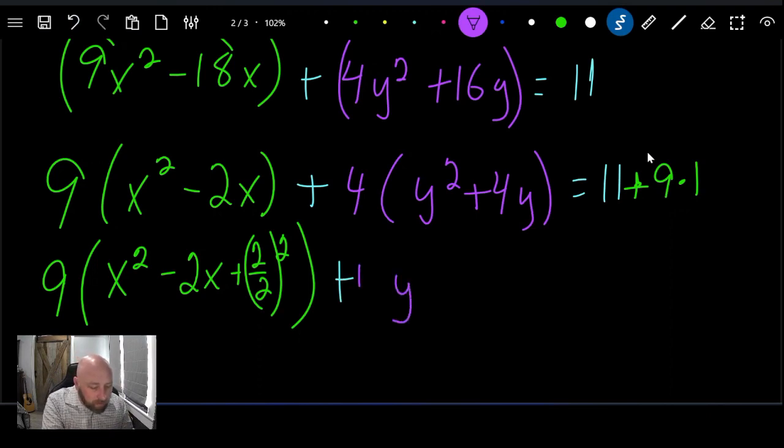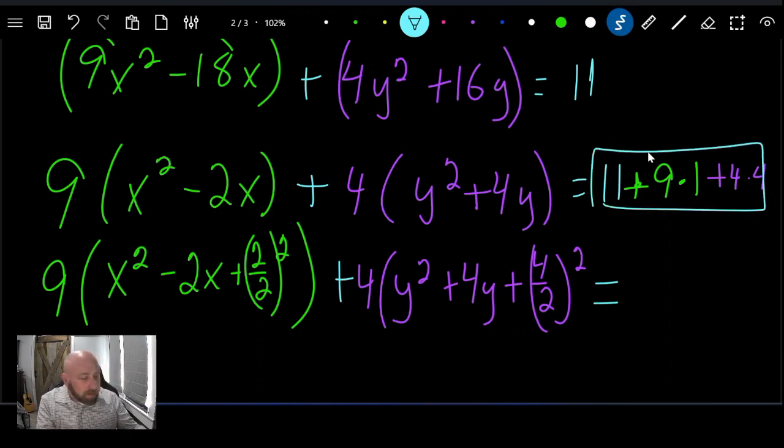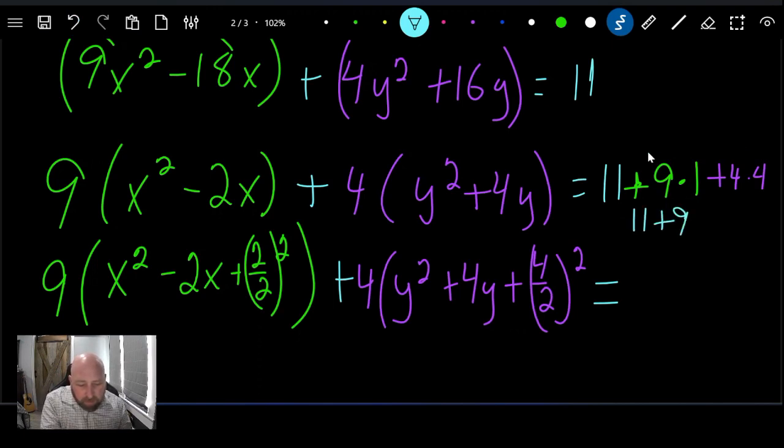We're going to get y, well, we'll have 4 times y squared plus 4y, and then we're going to have plus 4 divided by 2, and that's going to be quantity squared. 4 divided by 2 is 2, 2 squared is 4, so we're going to end up with over here plus 4 times 4. Right? All right, so there we go, and then that's going to equal over here, it's going to equal this mess, whatever that comes out to. So that would be 11 plus 9, 9 times 1 is 9, plus 16. So 11 plus 9 is going to be 20, and that's going to be 36 over there.